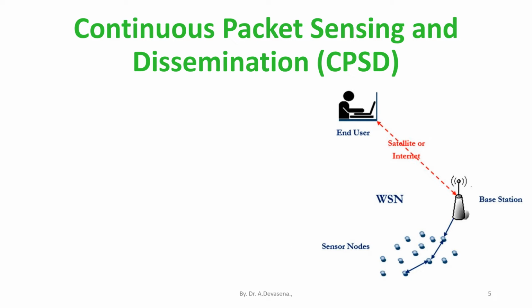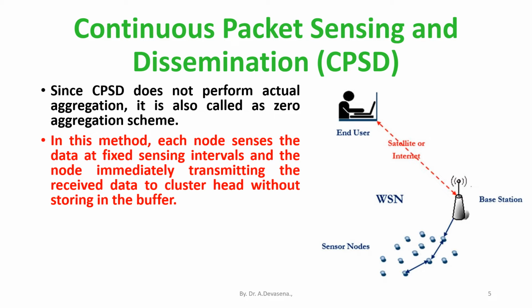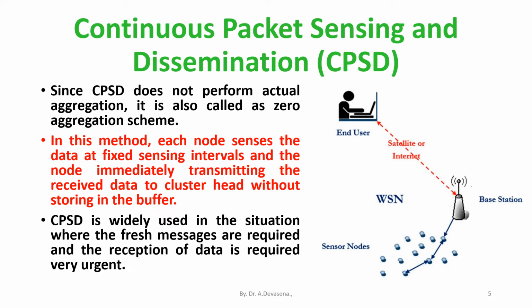Continuous packet sensing and dissemination (CPSD). CPSD does not perform actual aggregation. It is also called the zero propagation scheme. In this method, each node senses the data at fixed sensing intervals and the node immediately transmits the received data to the cluster head without storing it in the buffer. CPSD is widely used in situations where fresh messages are required and the reception of data is very urgent.